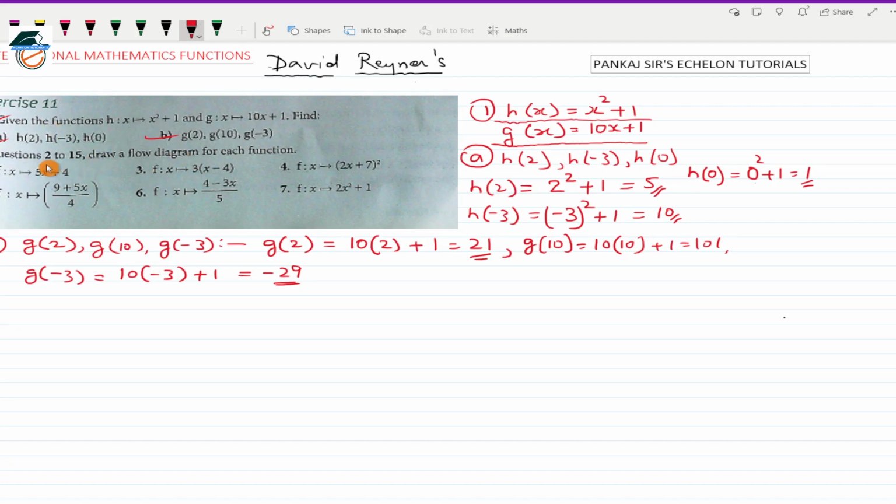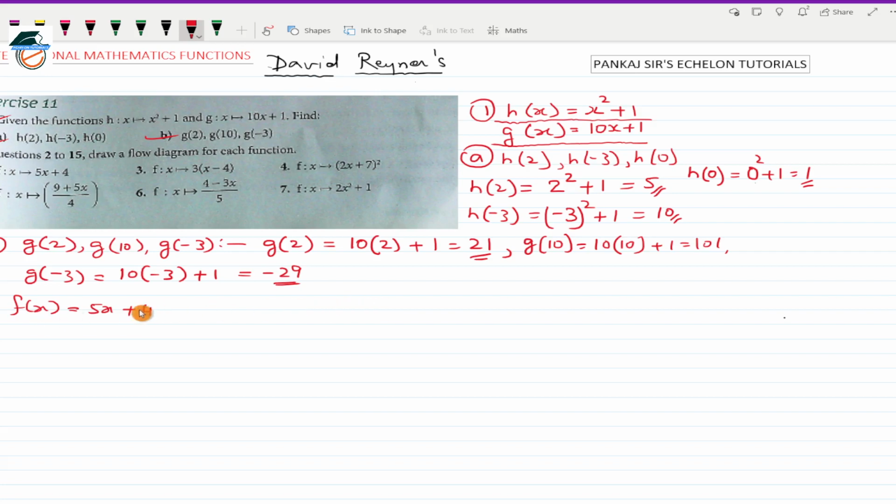Now from question number 2 to question number 15, you have to draw a flow diagram for each of the functions which is given over here. This is where you have to show how the formula of this function, that is 5x plus 4, 3 into x minus 4, you get it from the flow diagram. Now what is this flow diagram? Let me do this question number 2, this one. It is f of x is equal to 5x plus 4, right?